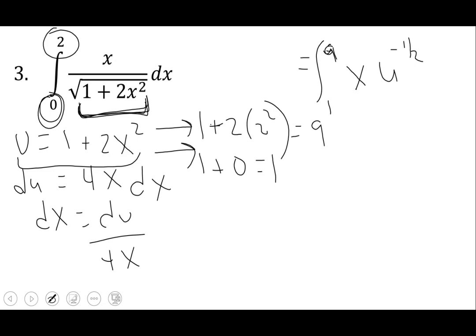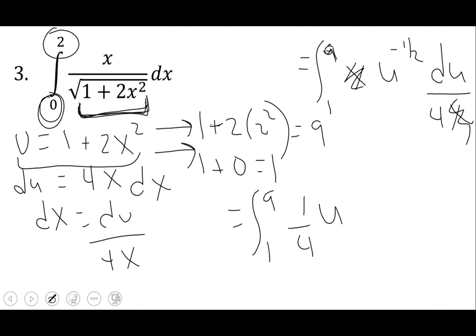Plug in for dx, which is equal to du over 4x. Again, as we've been seeing, those x's cancel. However, we still have a 1/4, so we want to make sure that we keep that there. So this problem now becomes the integration from 1 to 9 of 1/4 u to the negative 1/2 du. Now that I have simplified everything down to u's, I'm ready to actually go ahead and integrate, which I will do on the next slide.